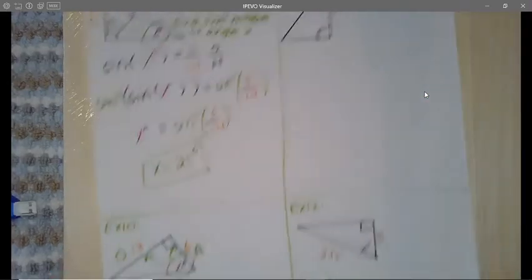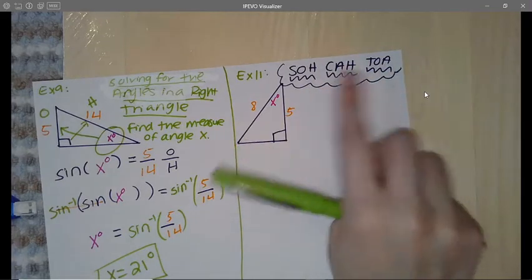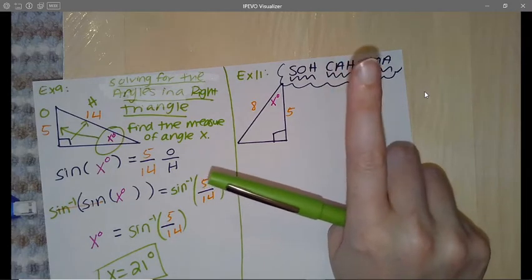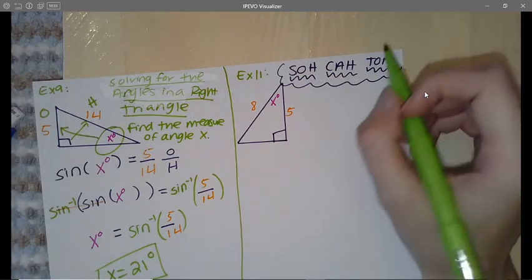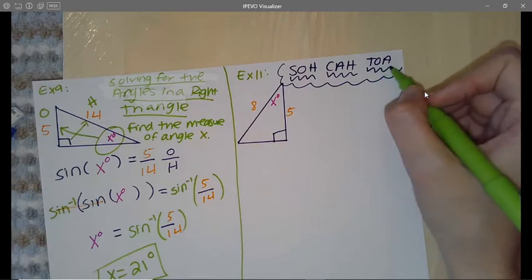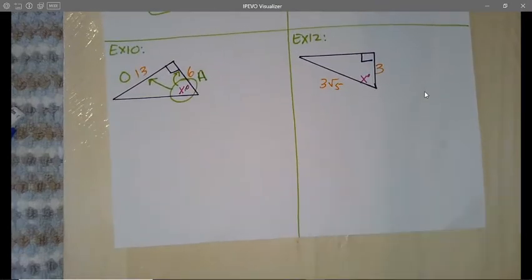Okay, so which trig function has an opposite and an adjacent in it? Man, you guys are too cool for school. You always know the right answer. It would be tangent. Tangent is the opposite over the adjacent. So we're going to be using tangent to solve this problem.